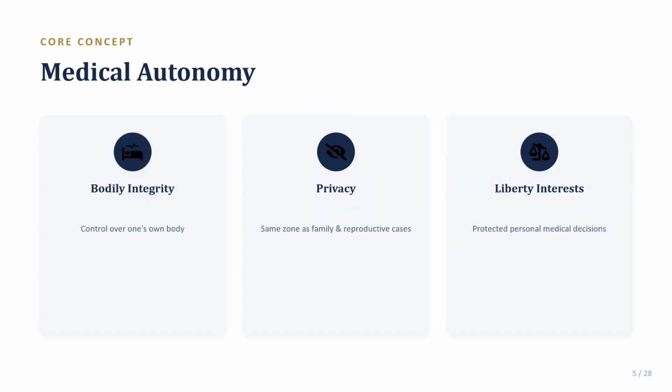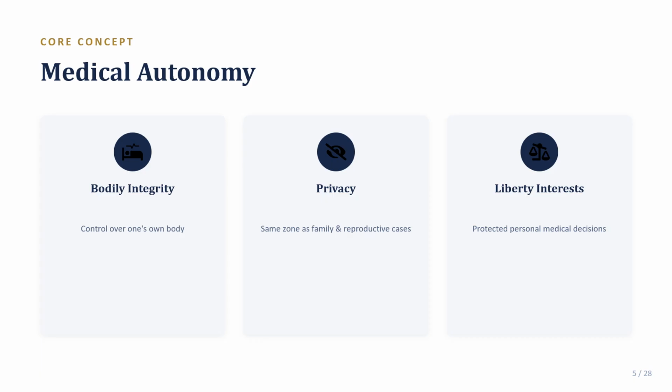So before we get to Roe itself, this introduces a concept that we'll need for both halves of today's lecture, and that is medical autonomy. It's built from three overlapping ideas: bodily integrity, privacy, and liberty interest. Bodily integrity is the most intuitive of the three. That's control over one's own body, free from unwanted, government-compelled intrusion.